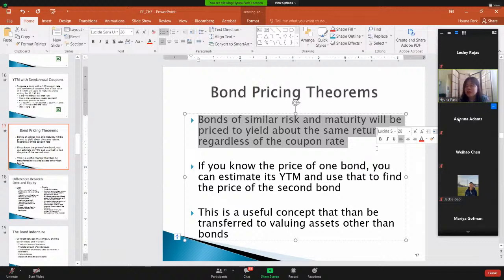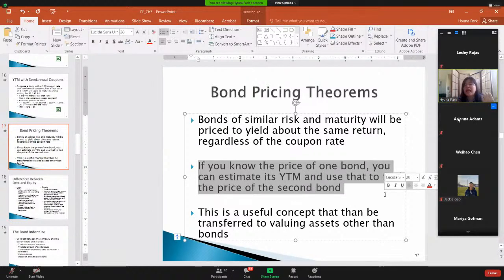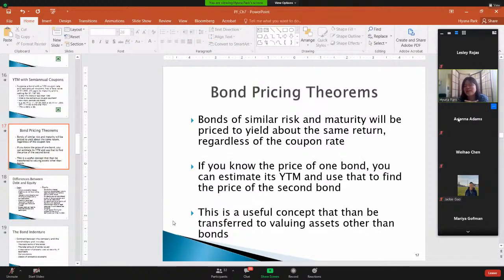The market should apply the same discount rate. So the pricing we see from the market should be related to the right discount rate. Bonds with similar risk and maturity should have similar yield. That's the principle. If you observe the price of one bond, and you have a similar bond with similar maturity and similar risk, you should be able to price the other bond using the comparable bond discount rate. This is the bond pricing principle, and it is a very useful concept that can be used to price all financial assets.